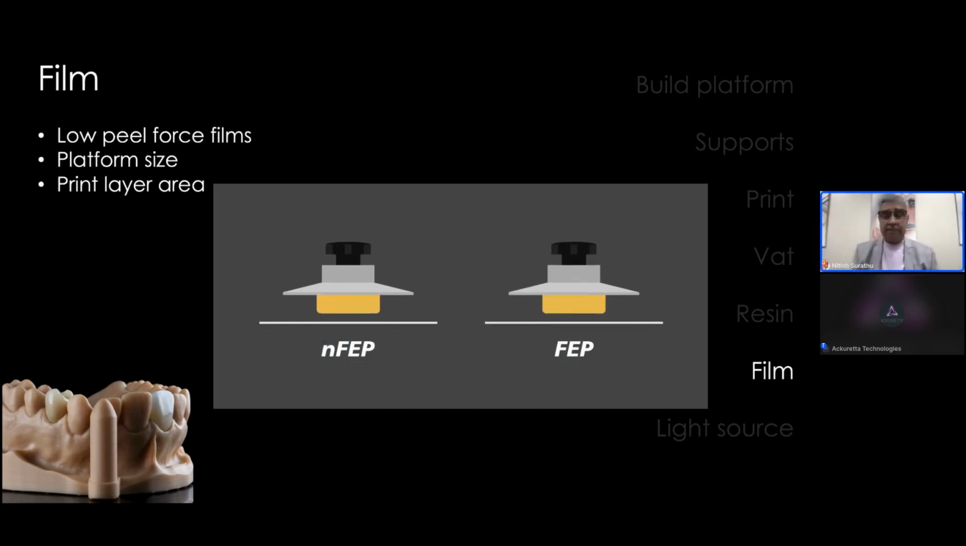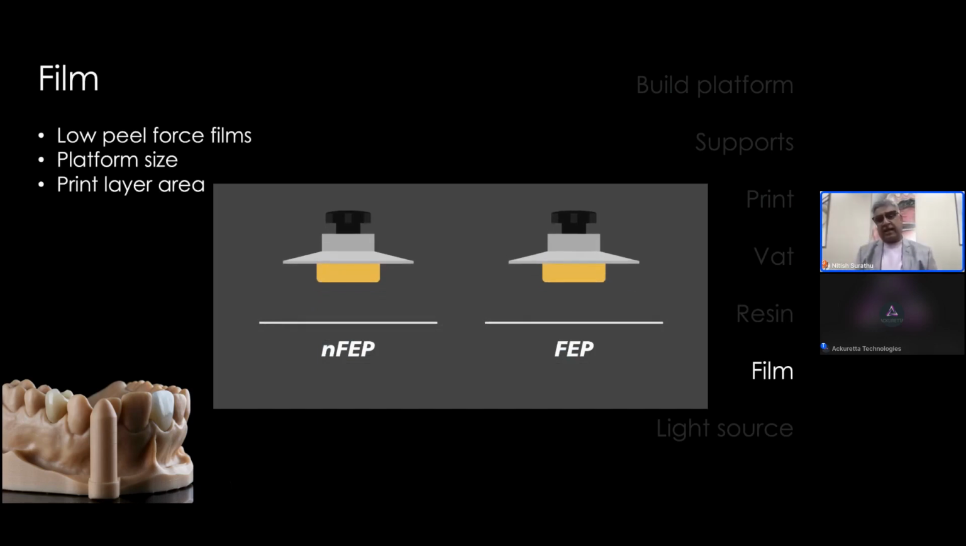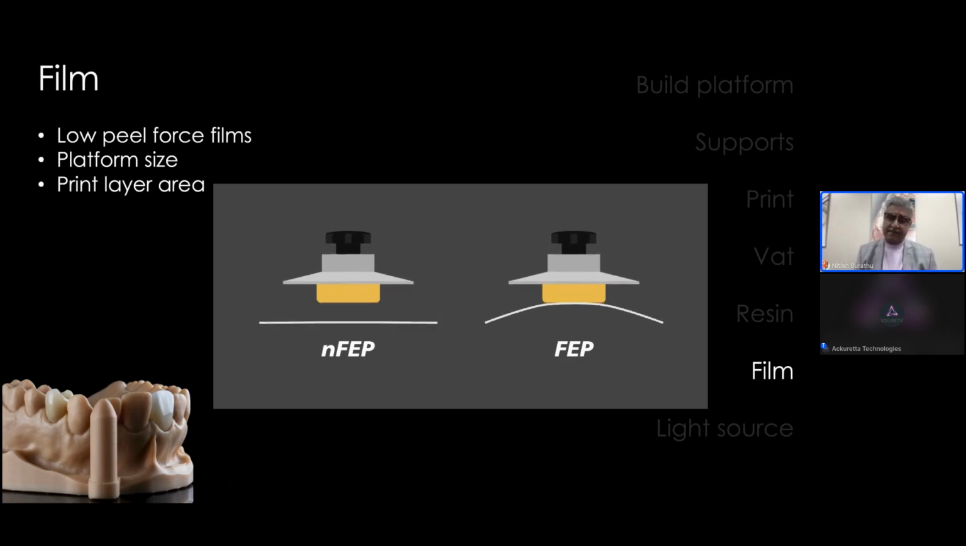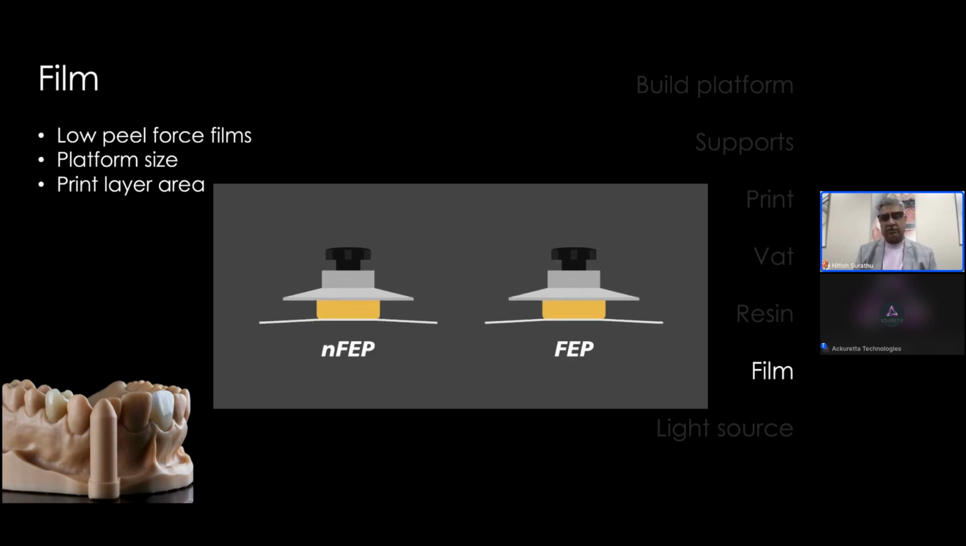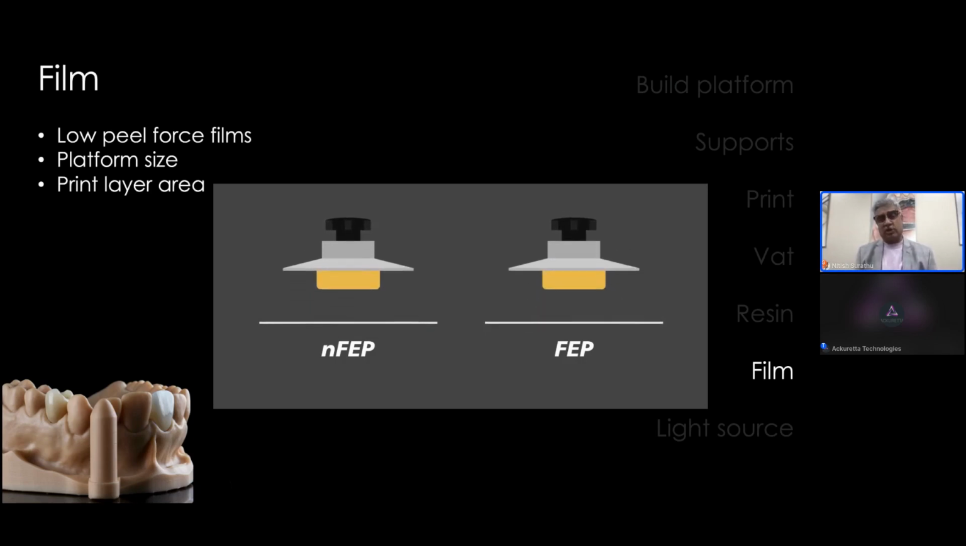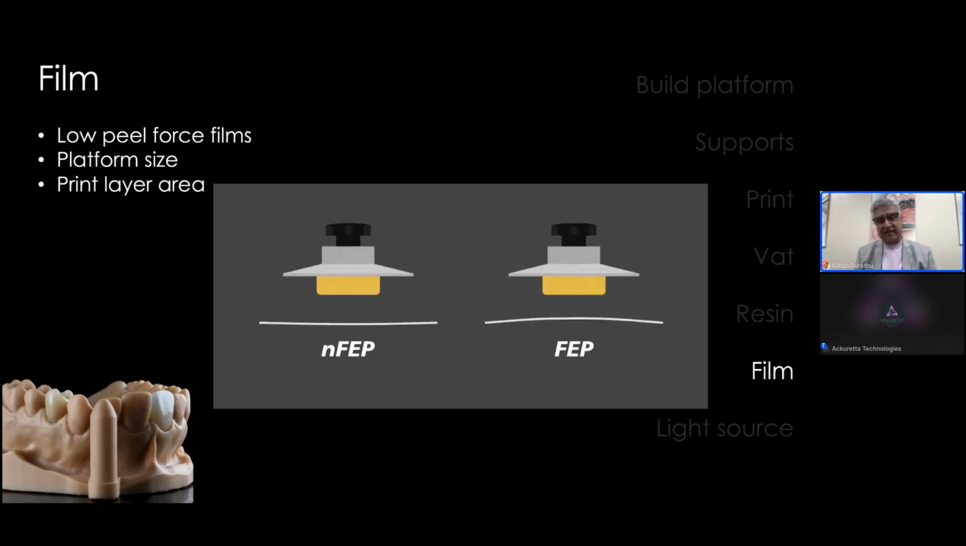The film is important at the bottom of your vat. Sol used to ship in the past with what was called FEP films, but all the films now are NFEP films. I do see some suggestions online that you attempt to change your own film. I wouldn't recommend that because these films are tensioned properly across the vat in order to make sure that you don't generate too much of a peel force, and that's best done in the factory.